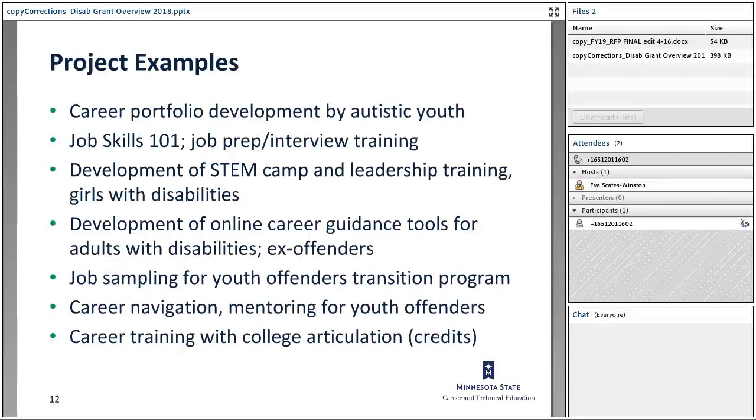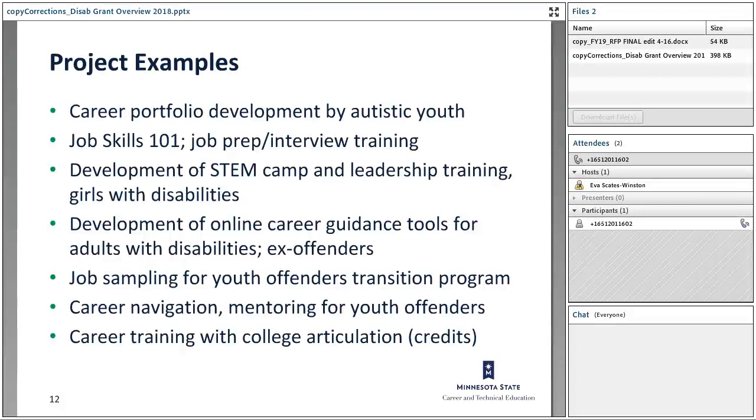And some examples of the projects that these past recipients have done have included job skills, and it could be mentoring, could be job sampling where youth or adults may get a chance to learn about different career technical education programs, different careers, kind of get a sense of what those careers are like. And it may be coupled with some pre-employment training or other types of programs that will be connected with the grant project that has been proposed and awarded. It could be career training with articulated credits that I mentioned before. And again, developmental education is not allowed within this grant.